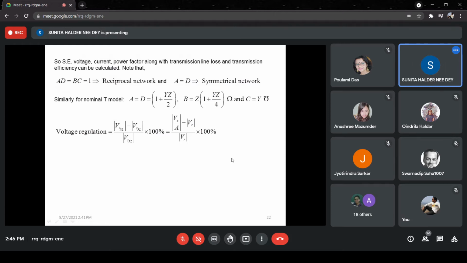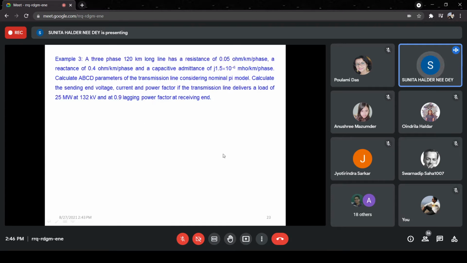So here some line data is given. Line length is 120 kilometers. Resistance is 0.05 ohm per phase per kilometer. Reactance is given. Capacitive admittance is given per phase per kilometer. You must note whether capacitive admittance is given or capacitance is given. According to that, you have to calculate the admittance if the capacitance is given.